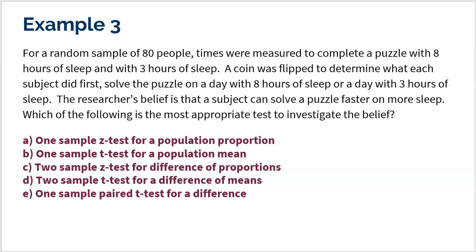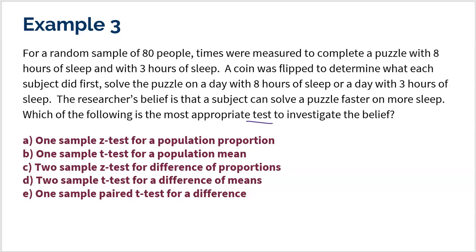All right. So, first off, this is again a test. They never ask for an interval. They want me to actually show that there is significant inference. And this guy has a claim. The researcher's claim is that you could solve a puzzle faster on more sleep. So, this is going to be a test. It says appropriate test. All right, now, is this means or is this proportions?